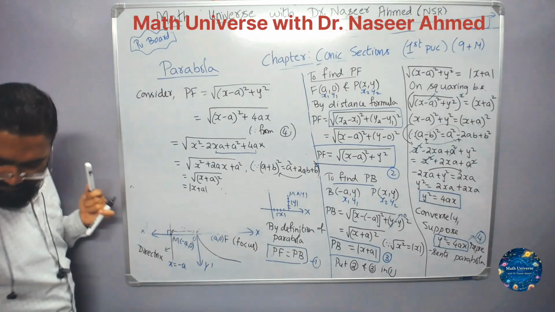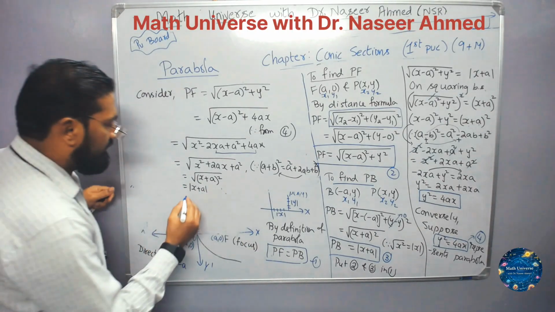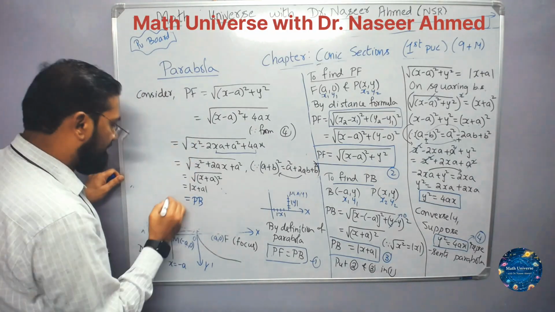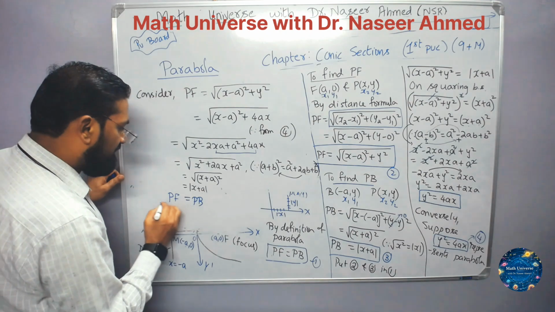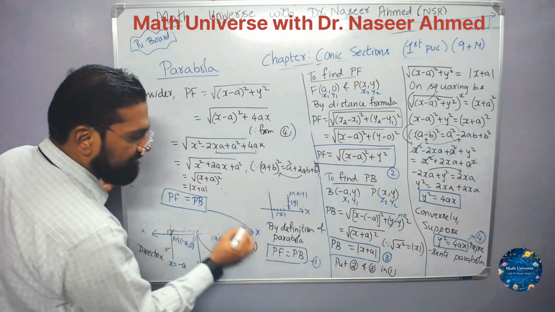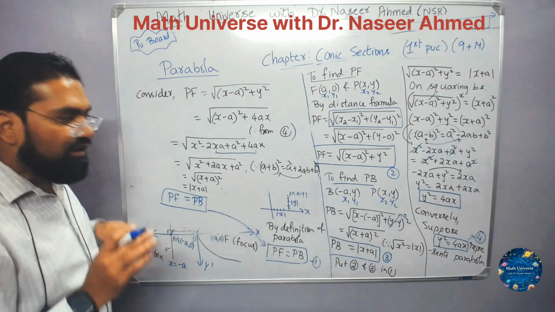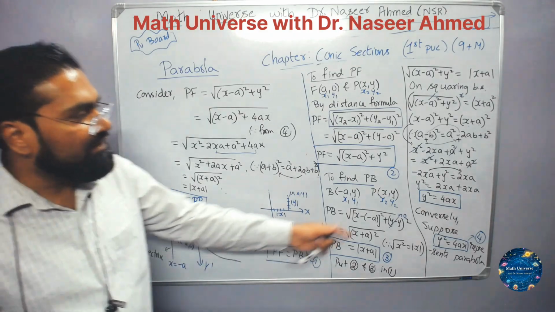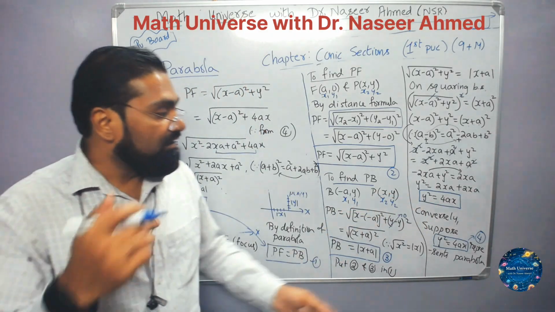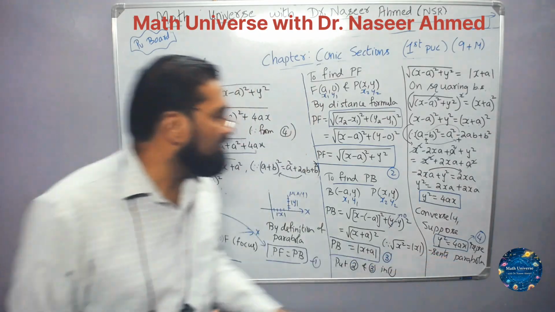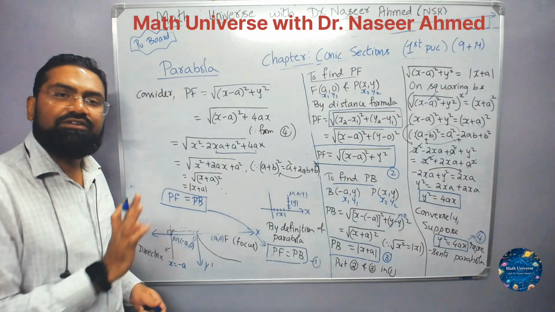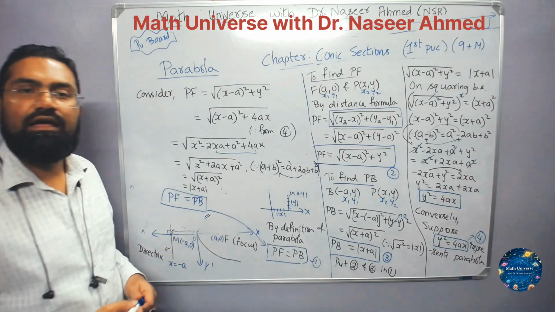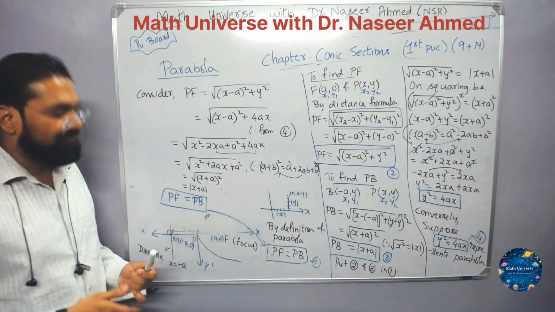So what we have got? PB. And what's the left hand side? PF. Nothing but what? We got back the definition. So if we assume the definition, we get this as the equation of the parabola, and if we assume this as the equation of the parabola, then we get back the definition. Okay, so with this the derivation is completed. Kindly make a note of this.